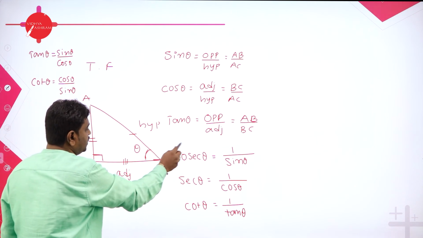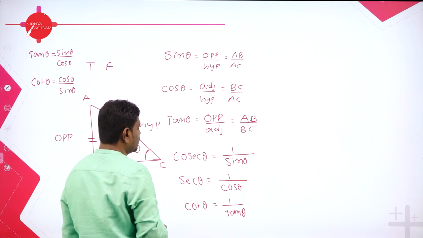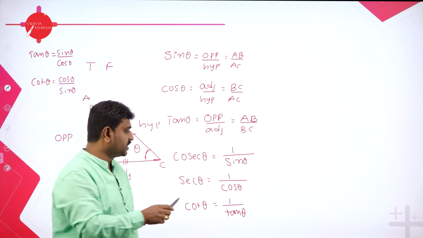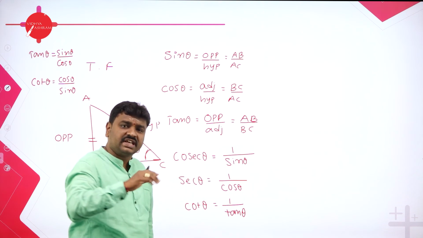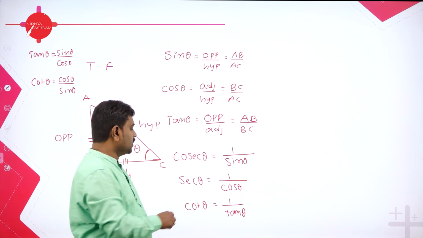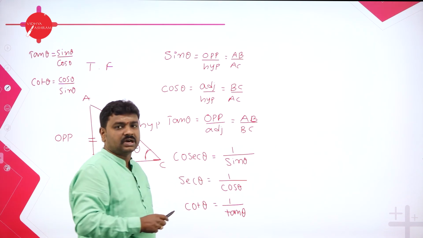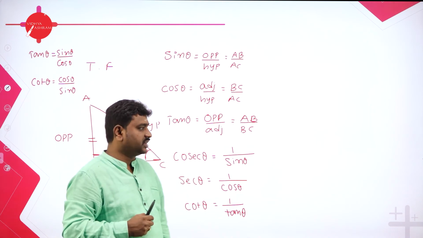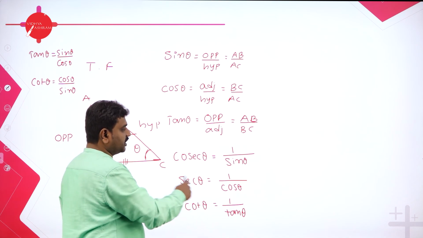And we have these three reciprocals. So reciprocal of sine is cosecant. Cosecant theta can be written as 1 by sin theta, or sine can be written as 1 by cosecant. And for secant, reciprocal is cos. Secant theta is 1 by cos theta, or cos theta is 1 by secant theta. And cot is 1 by tan.